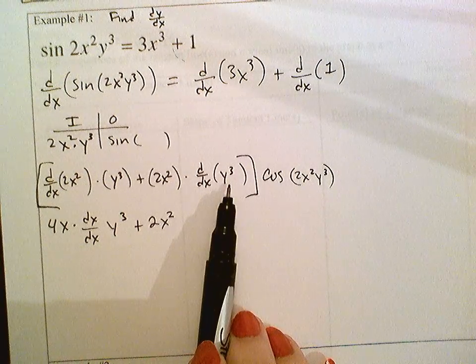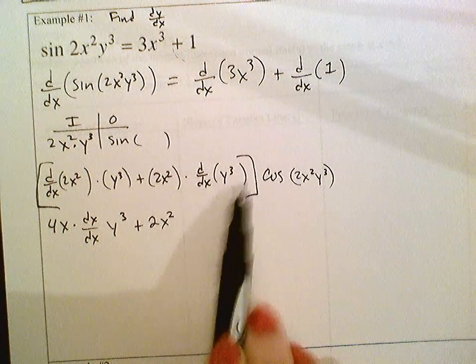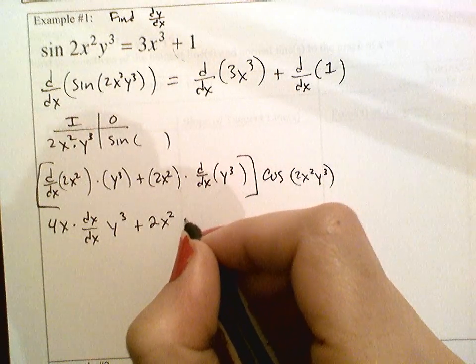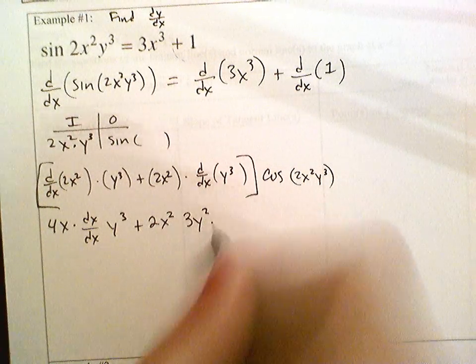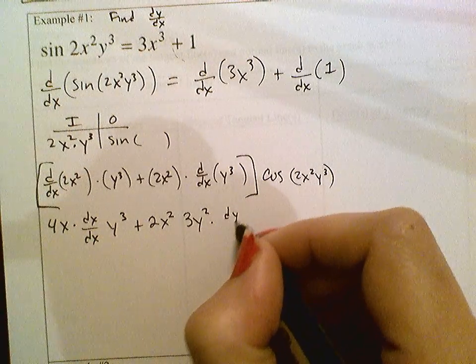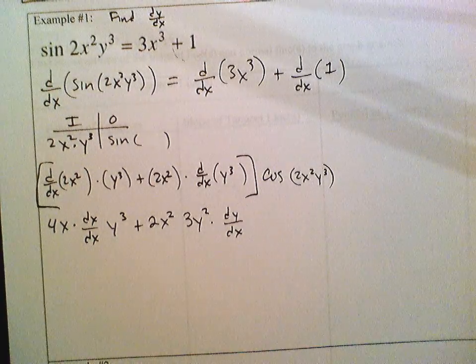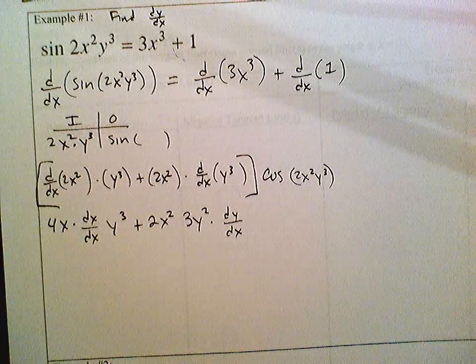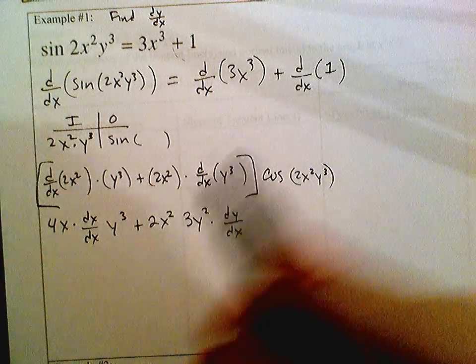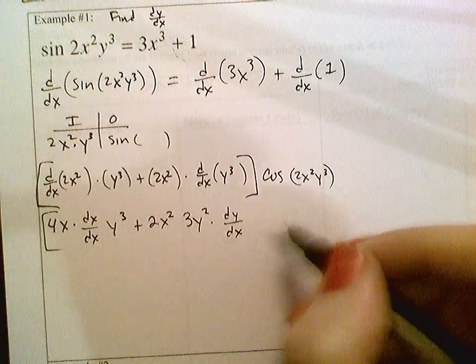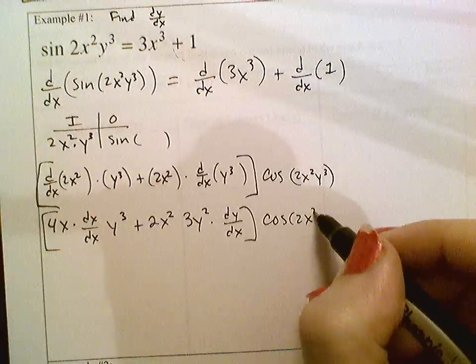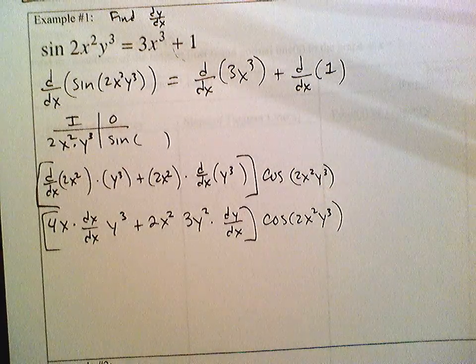Now, d dx of y to the third. So the derivative of the outside function, y to the third, is 3y squared times the derivative of the inside, which is dy dx. Okay, with implicit differentiation, the inside function is just the variable, really. Okay, so now we've taken the derivative, then this comes down, cosine 2x squared y to the third.